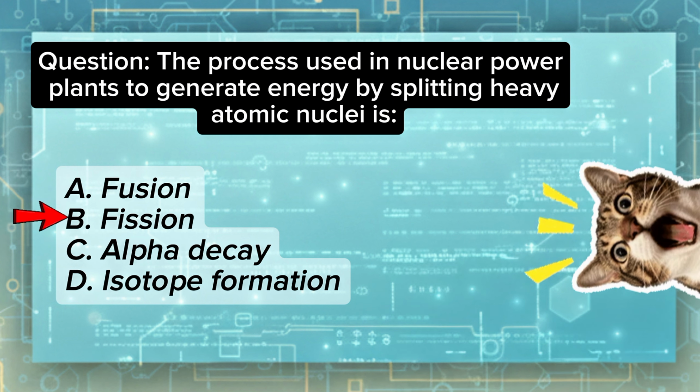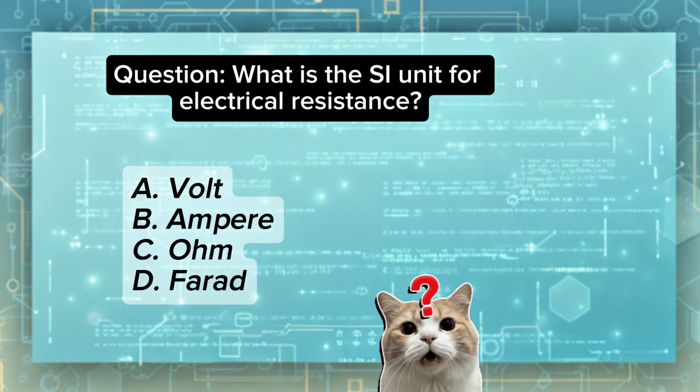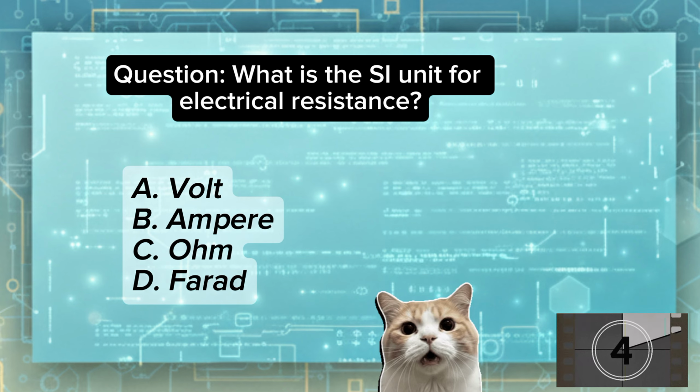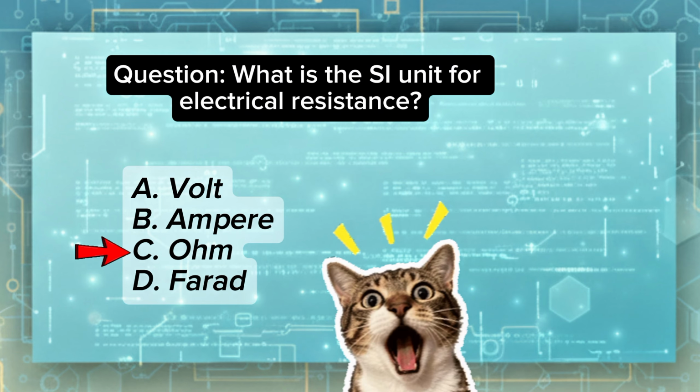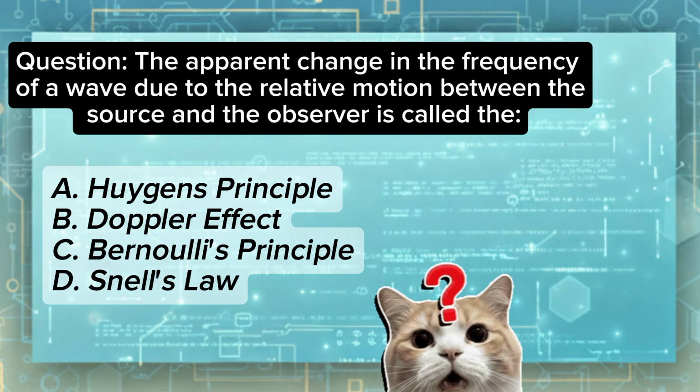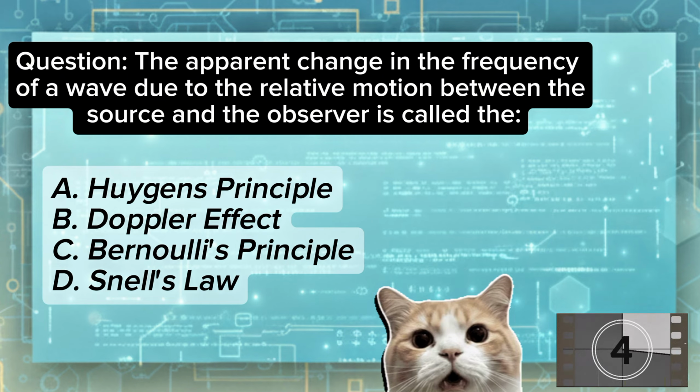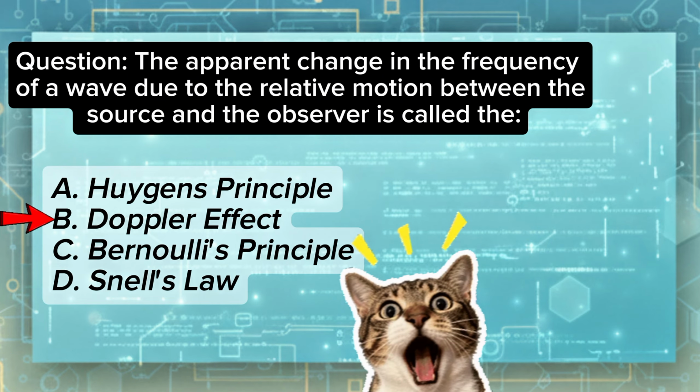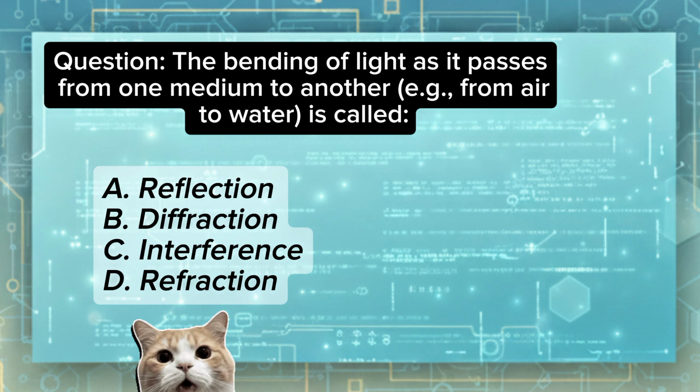Answer: fission. What is the SI unit for electrical resistance? Answer: ohm. The apparent change in the frequency of a wave due to the relative motion between the source and the observer is called the? Answer: Doppler effect. The bending of light as it passes from one medium to another, e.g. from air to water, is called?